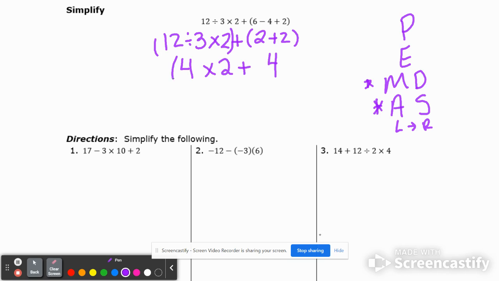Since I haven't taken care of all the multiplication and division, I need to still do that. So 4 times 2 is 8. Then 8 plus 4 will give me 12. There's my answer.